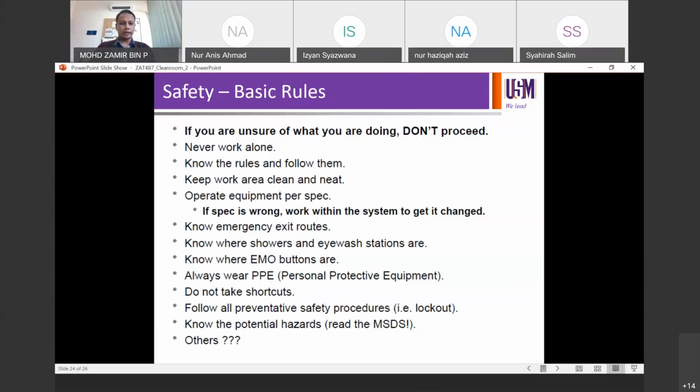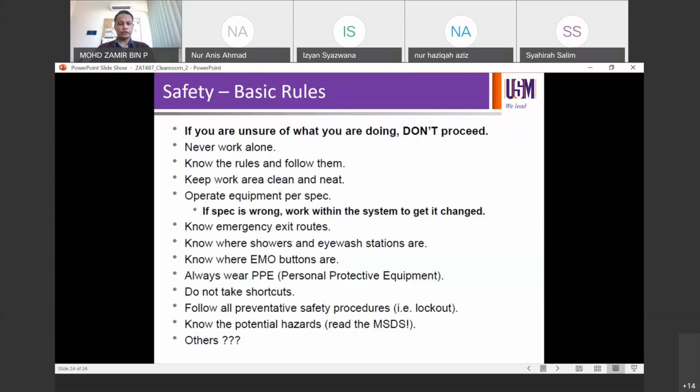Keep your work area clean and neat. This looks very simple and not technical, but it's super important. Operate equipment as per spec. Specification means the manual, the procedures. Don't just do whatever you think you want to do. You have to follow the spec. That's why we have specs in the fab. If the spec is wrong, work within the system to get it changed. If the procedures are not correct, update the procedures, and once the procedures are updated, you have to follow them again.